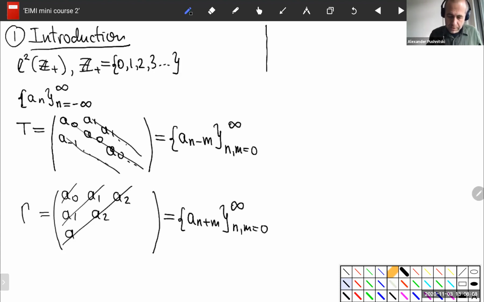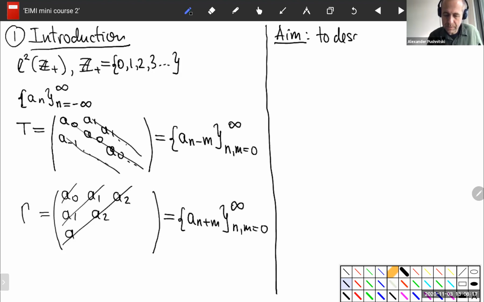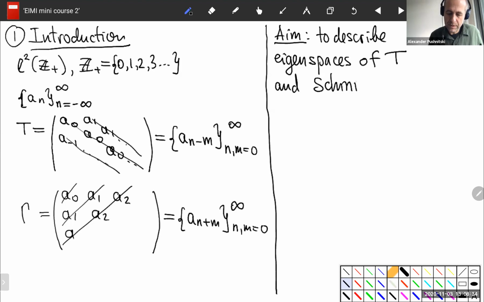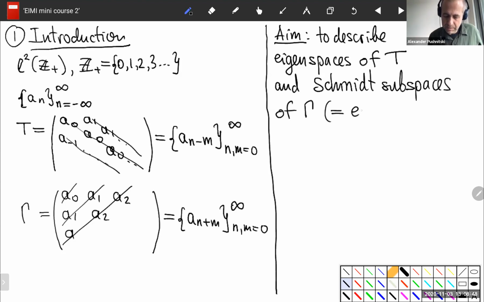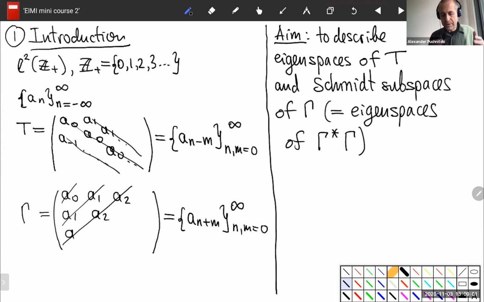The aim of the course is to describe eigenspaces of Toeplitz operators and Schmidt subspaces of Hankel operators. By the way, Schmidt subspaces of Hankel operators is the same as eigenspaces of gamma star gamma. As we shall see, these are the natural questions to ask rather than the other way around, rather than, for example, Schmidt subspaces of Toeplitz and eigenspaces of Hankel. At least for this, we have more or less definite answers.